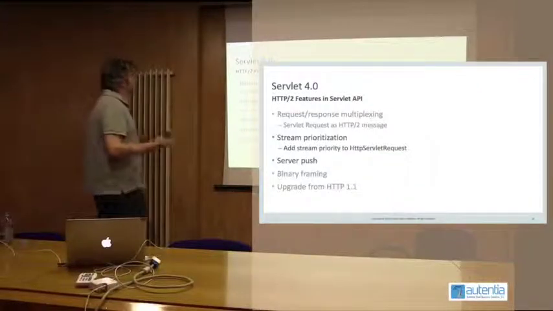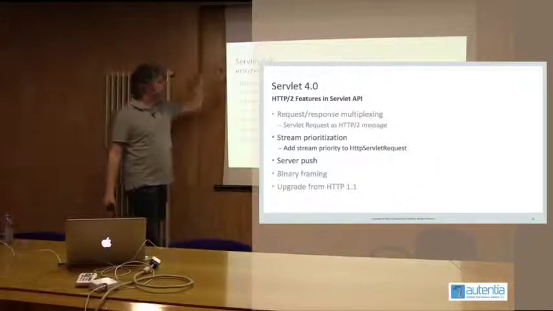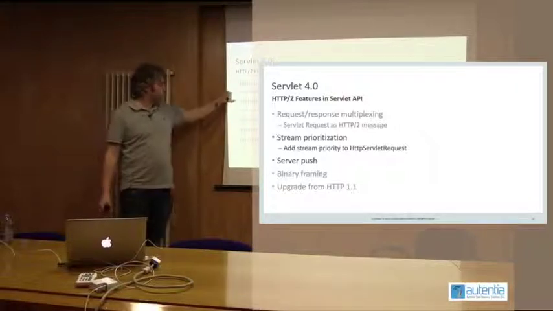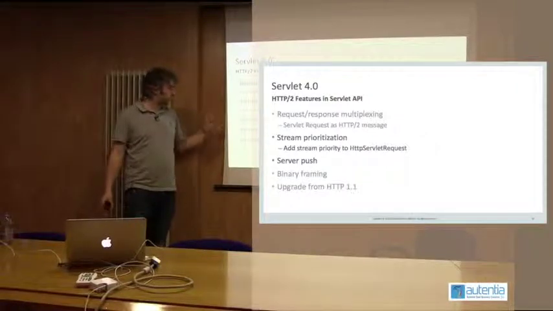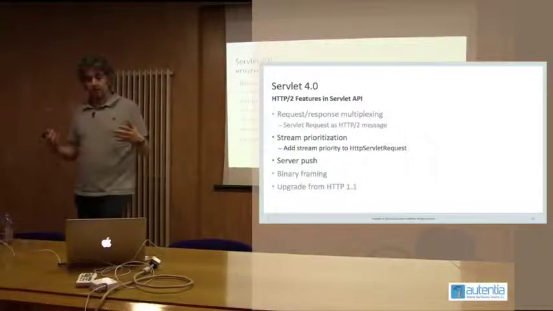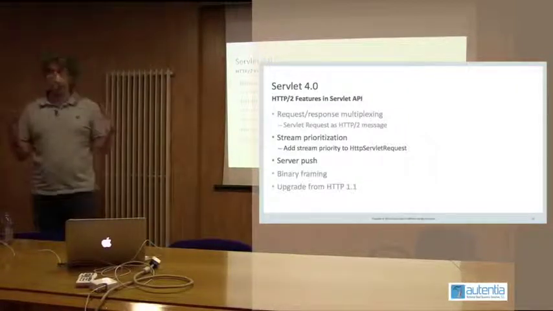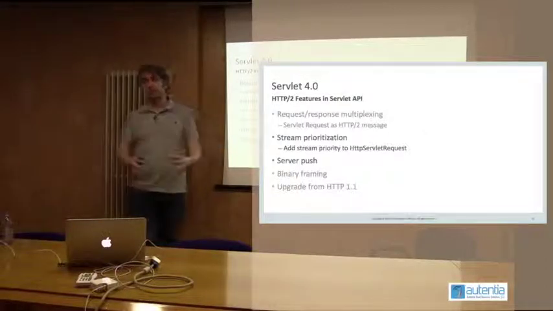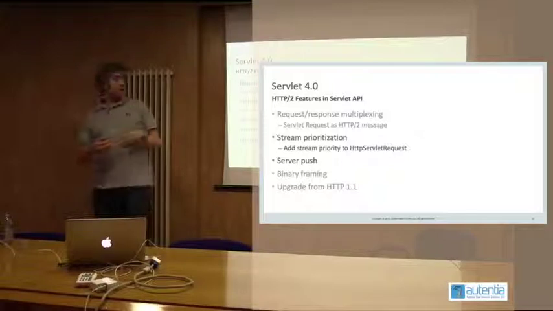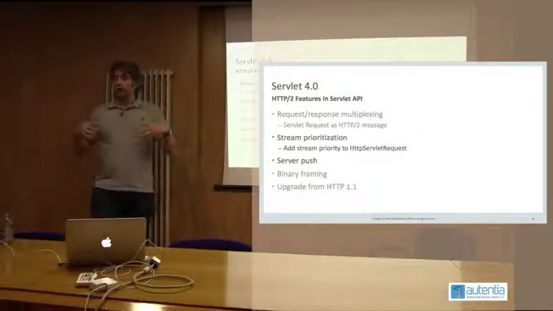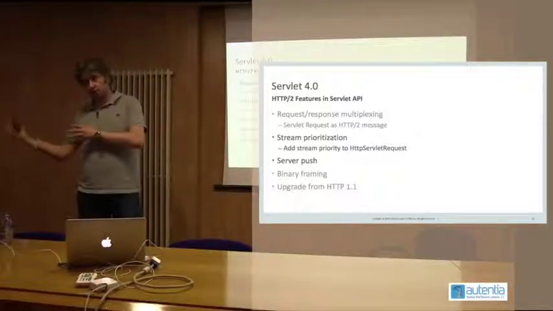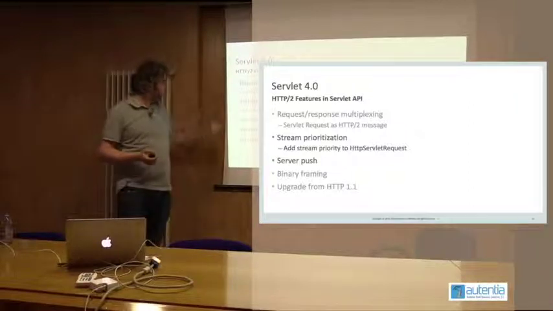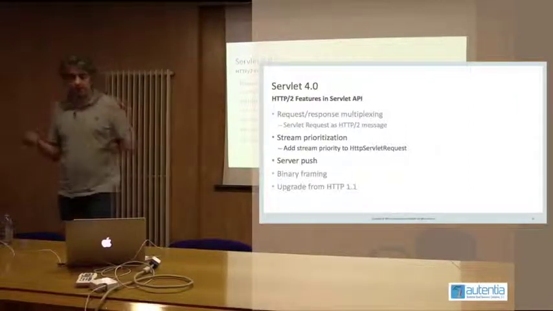So, big features of HTTP2: request response multiplexing, stream prioritization, server push, binary framing, upgrade from HTTP 1.1. In HTTP 1.1 there is a specific upgrade mechanism that is used, for example, to upgrade an HTTP connection to a WebSocket connection. We can use the same approach to upgrade an HTTP 1.1 connection to an HTTP 2 connection. So those are really the main features of HTTP 2.